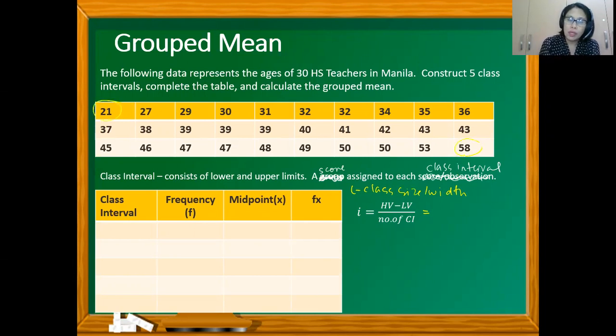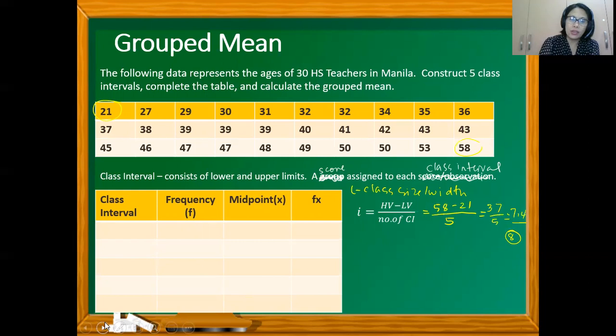So we have 58 minus 21 divided by the number of class intervals. In this exercise, we are asked to construct 5 class intervals. So we're going to work on the difference between 58 and 21 and divide that by 5. And this is equal to 7.4. Now we'll round up the value, so that gives us 8. So the class size is 8.